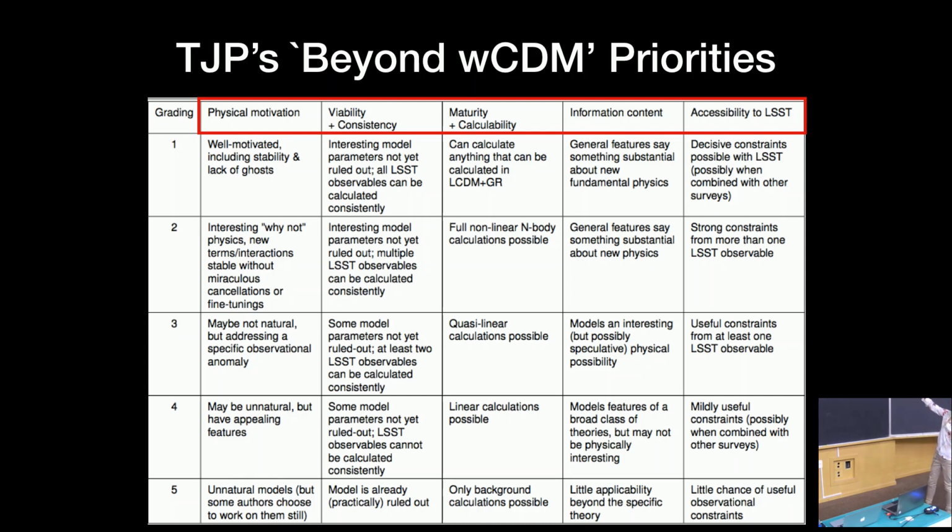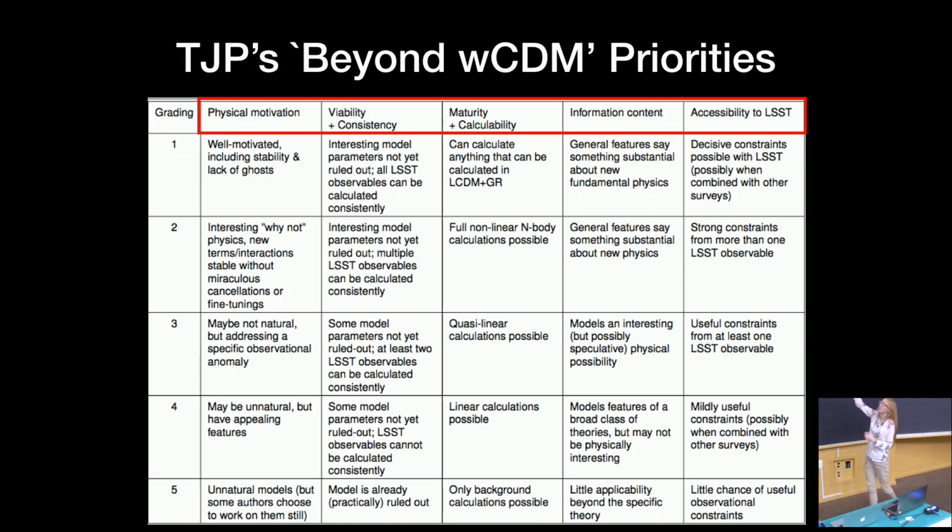Thirdly, maturity and calculability. Some of these models have been picked up and implemented in n-body simulations and Einstein-Boltzmann solver codes. Others aren't; others are really at the level of people just doing analytic work. So clearly, the more infrastructure a theory has in terms of codes already, the easier it is for us to test, because we have to do less work to use it.